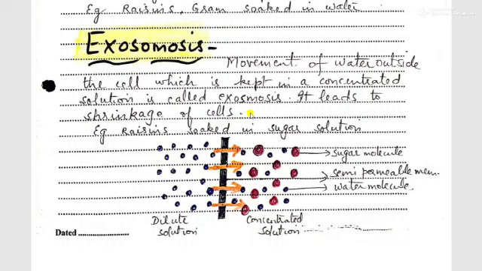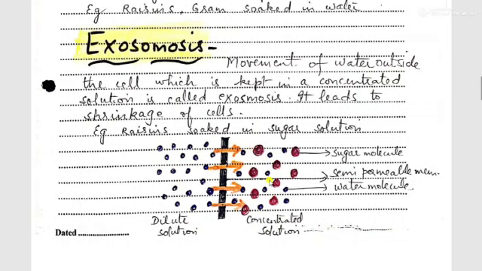For example, raisins soaked in sugar solution. If raisins are kept in a sugar solution which is concentrated, water will come out of the raisins and they will shrink. Here a diagram is showing two solutions kept separated by a semi-permeable membrane. Dilute solution has more water, which is shown by blue dots, and on the other side concentrated solution has less water, blue dots are less, and other particles, red ones, are more. So water molecules will move from a dilute solution to concentrated solution.